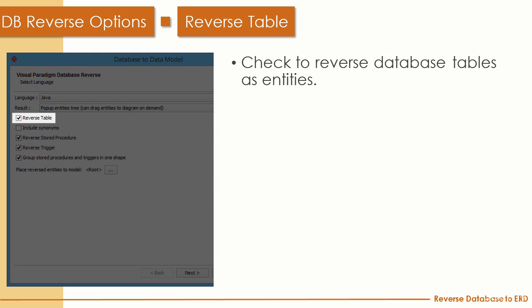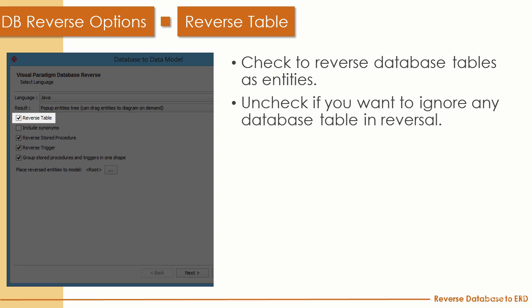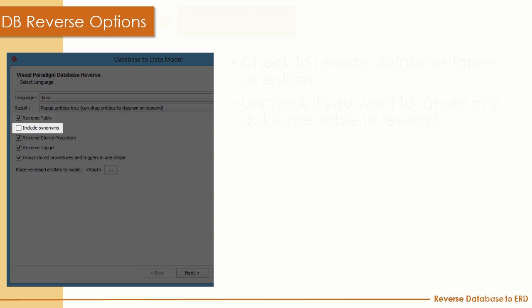Then the next option is Reverse table. You check this if you want to reverse the table as an entity. If you uncheck, we will ignore all the database tables. This is useful if you just want to reverse the stored procedure or the trigger.